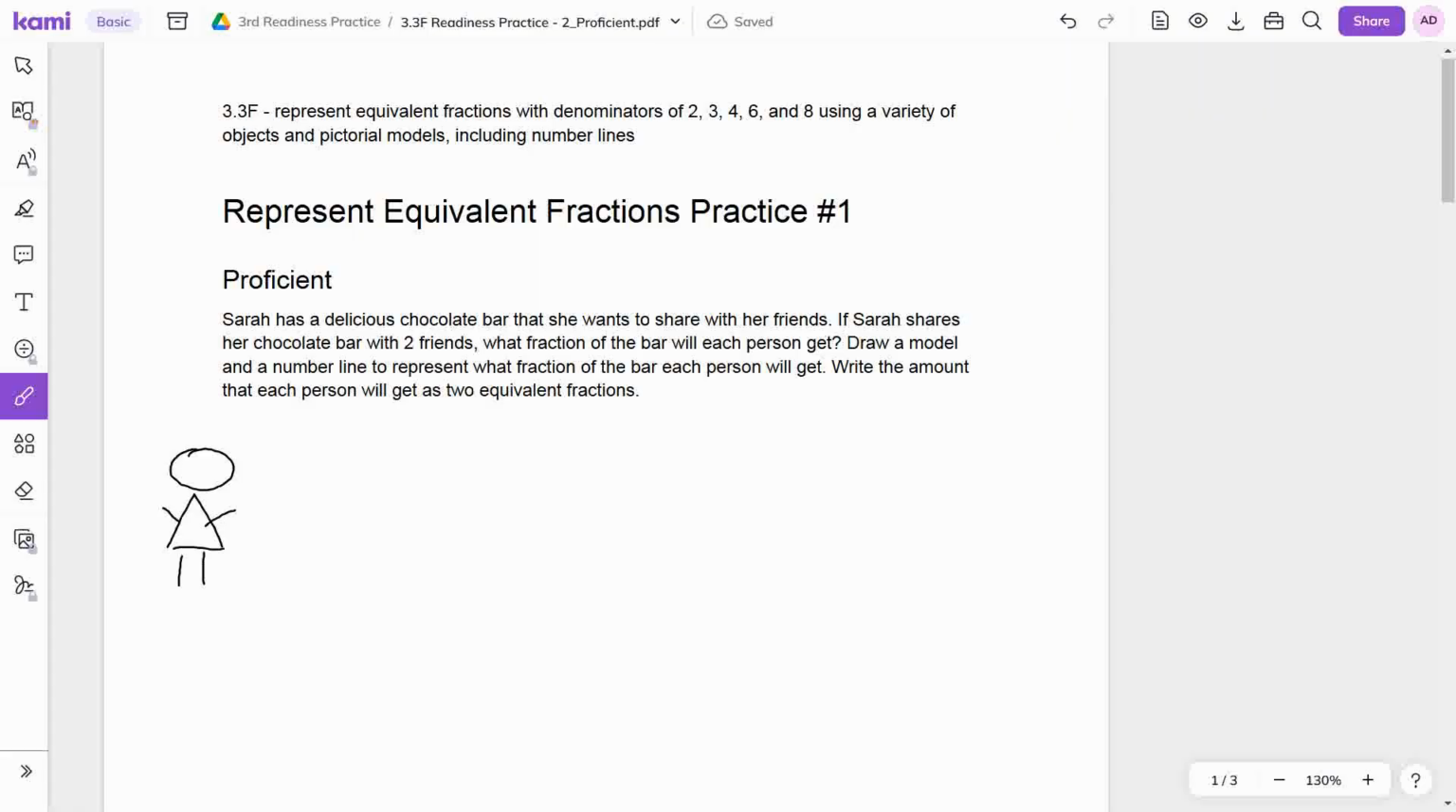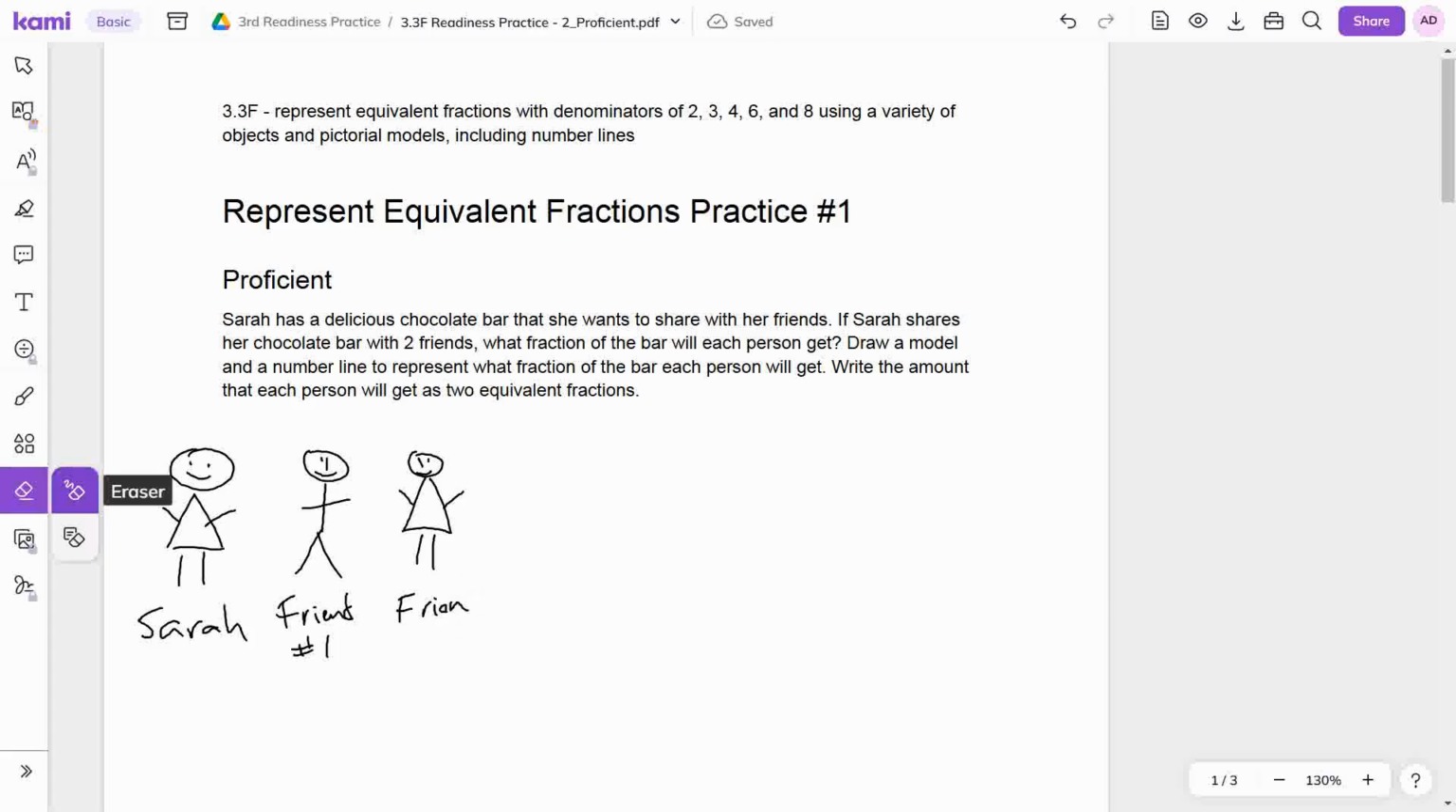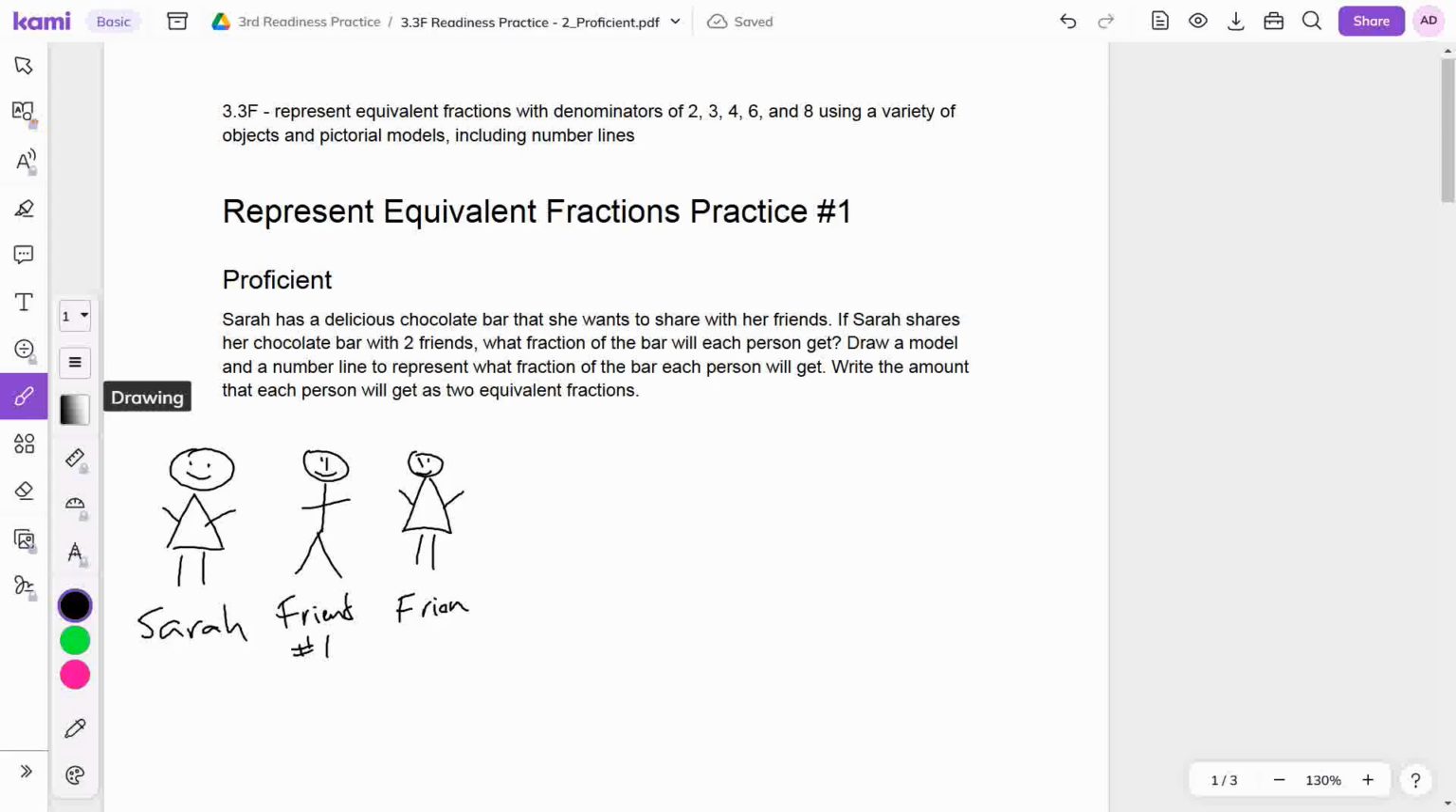So I've got Sarah, and then she's got two friends. It says she's going to share it with her two friends. So let's make this friend number one, and then let's make this friend number two. Even though it says the word two in the problem, there are three people. That's our first trick that we need to keep up with. There are actually three people splitting this: Sarah and then her two friends. And so we need to make sure that we're using our fractional number of 3 rather than just the 2 that they give us.